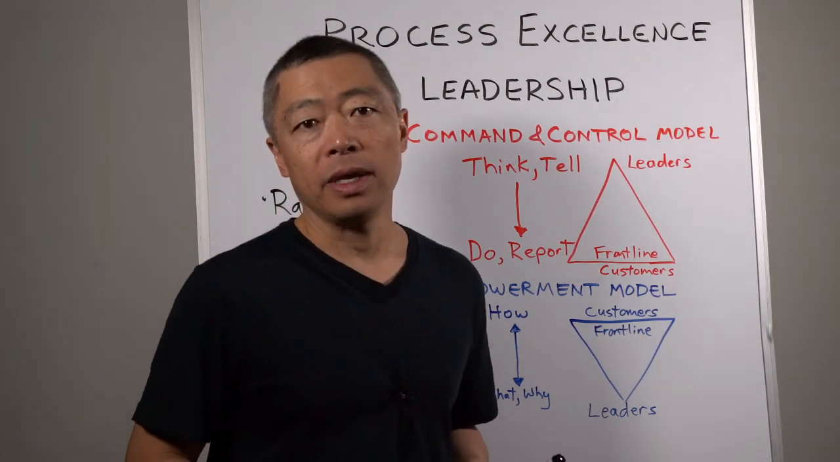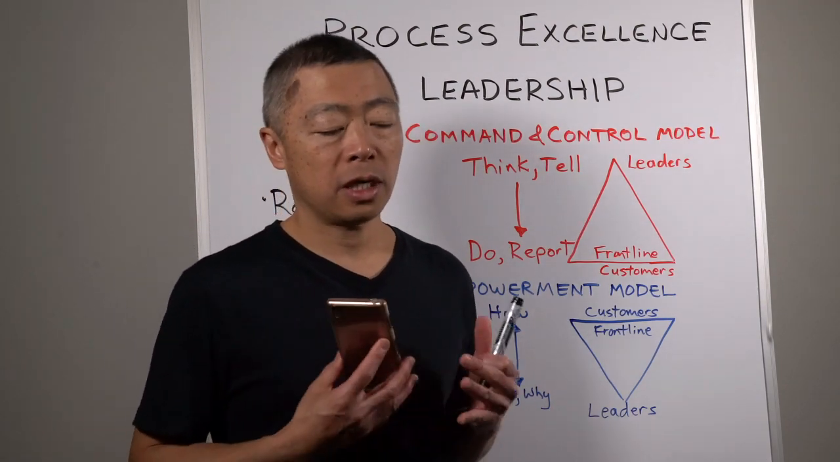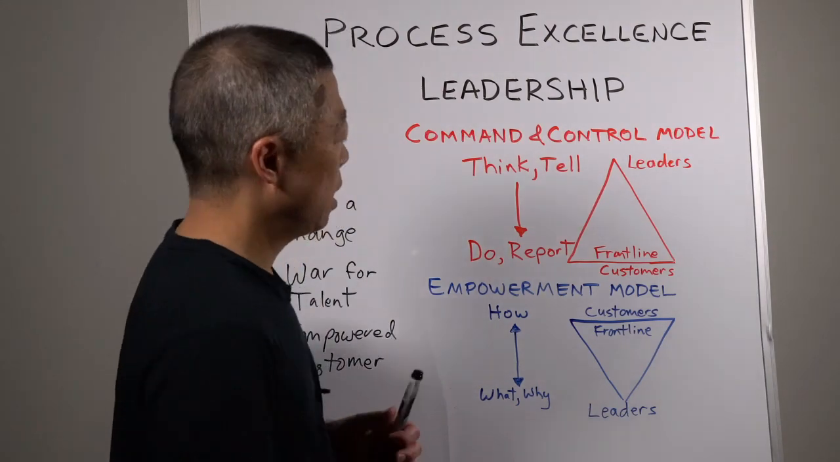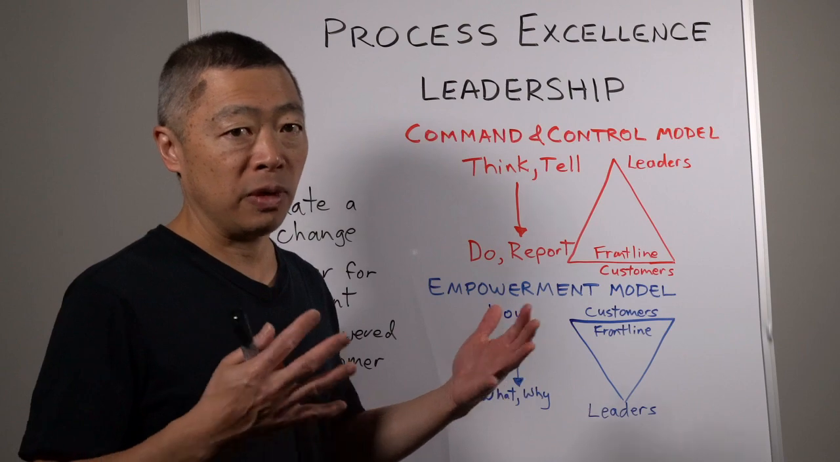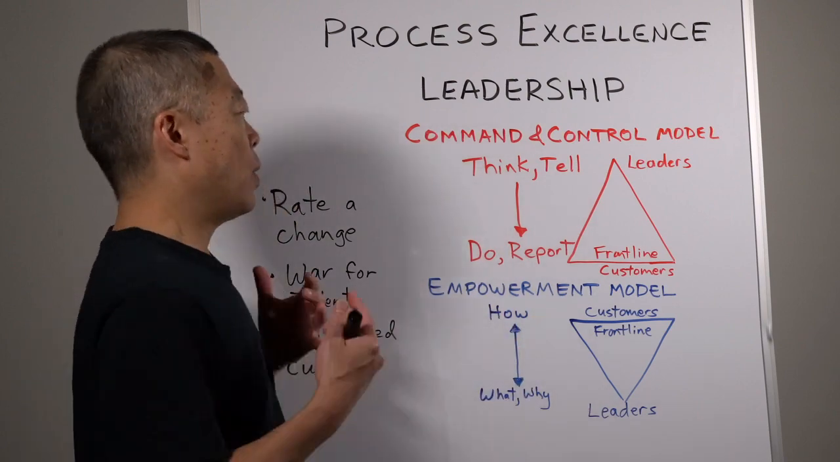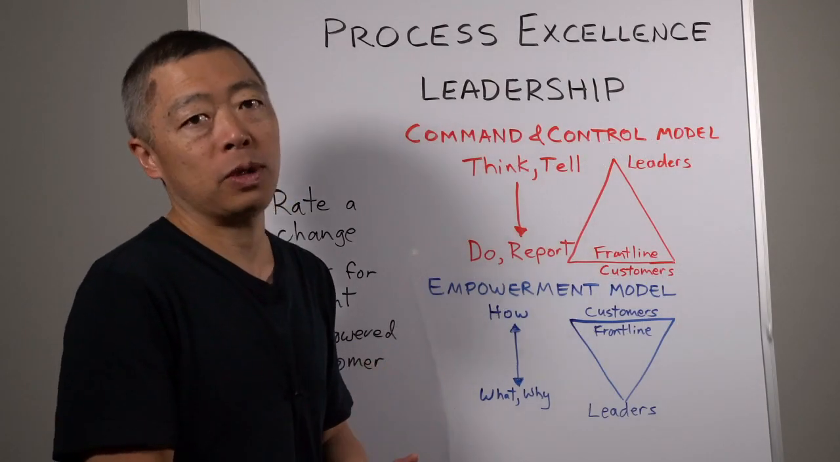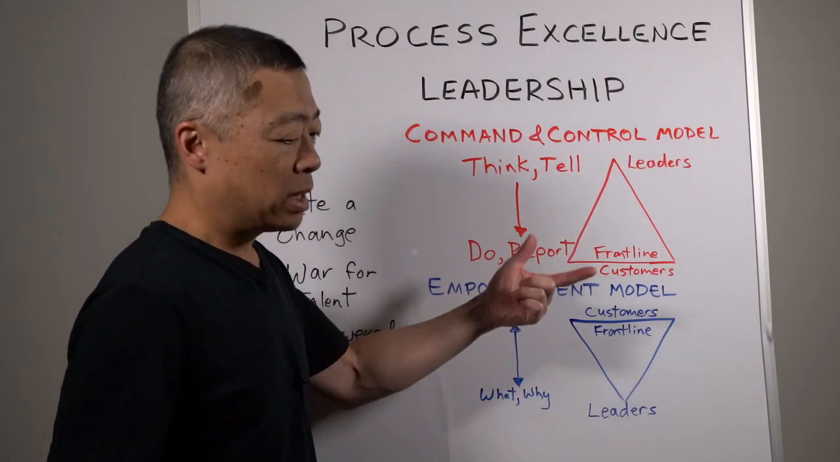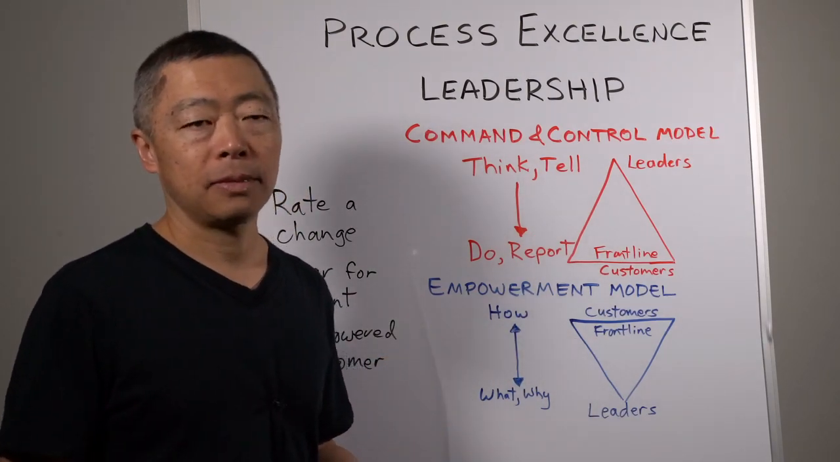Many of us are carrying around now the equivalent of a supercomputer in our pockets, which gives customers access to data and information, to networks, the ability to complain about service that they and we've never had before. When an empowered customer comes into contact with a command and control organization, you can imagine, and many of you have probably felt yourselves, the frustration of that, because this frontline staff, even if they want to help, are very restricted in what they can do.